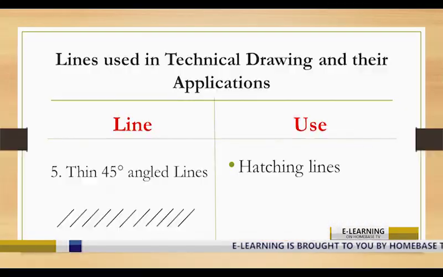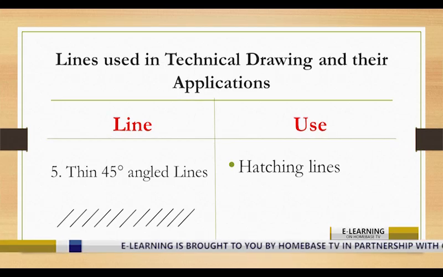We also have thin 45 angled lines. You see, the lines are angled, so they look like diagonal or slanted lines. But the angle is at what? 45. It is used for shading. Do you remember shading? When we are hatching, we can use the thin 45 angled lines to hatch. Remember, we also have what we call cross hatching.